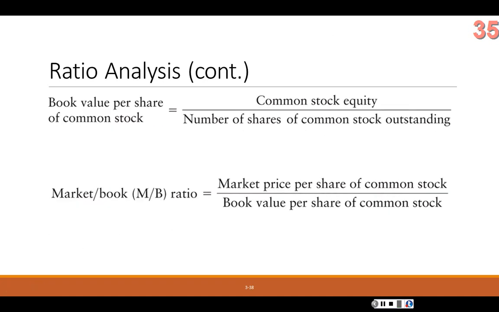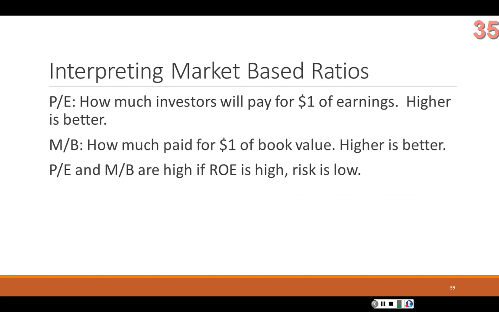This is what we just did. So the price-earning ratio tells us how much investors are willing to pay for every dollar of earnings. Higher is better. Market to book tells how much investors are willing to pay for every dollar of book value. Higher is better. The price-earnings multiple and the market to book ratio are high. If the return on equity is high, risk is low.